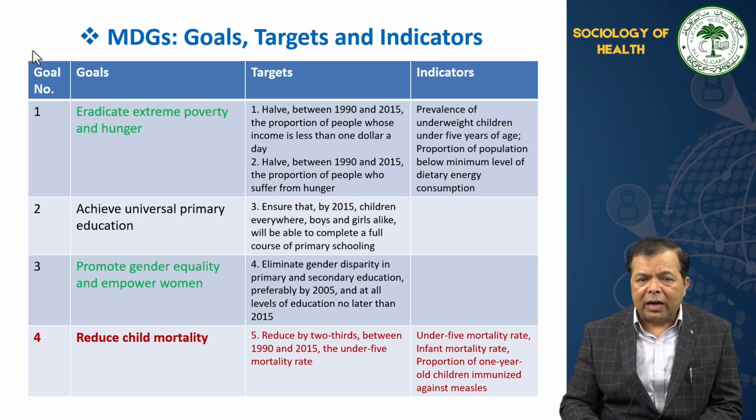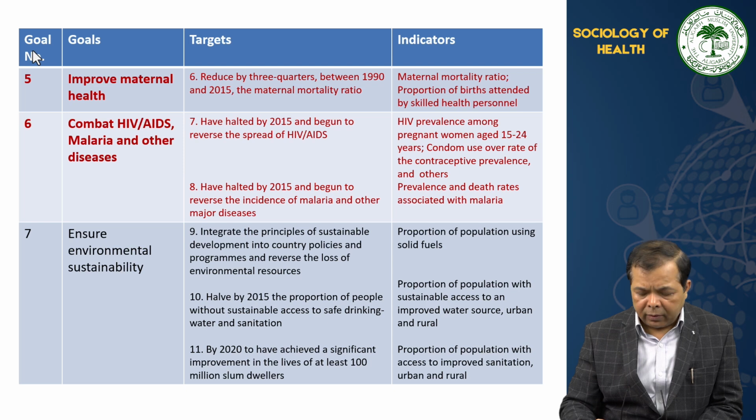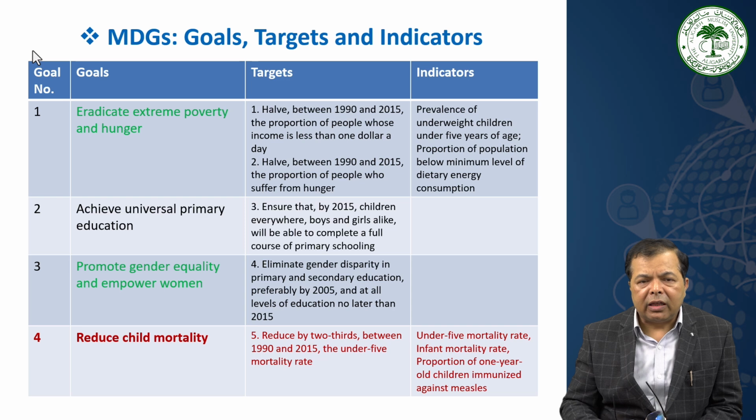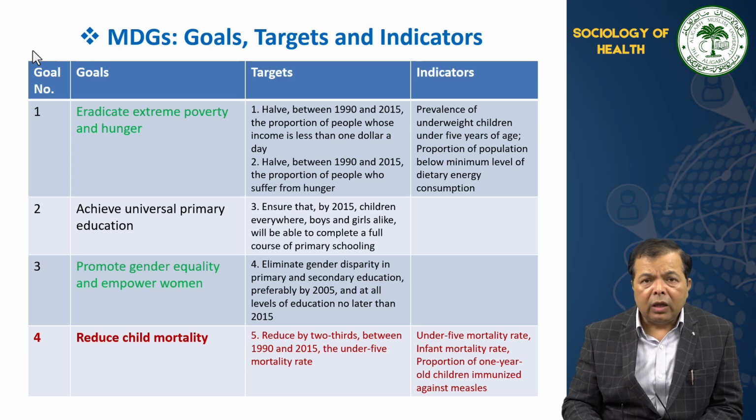Now we stated that there are 3 goals which are categorically related to health, and these are goal number 4, 5 and 6. So I have highlighted 2 other goals in green, which are basically eradicate extreme poverty and hunger, goal number 1, and then promote gender equality and empower women, goal number 3. Now these 2 are also very much related with the health related goals. So although there are 3 direct goals related to health, there are 2 other goals which are indirectly related with the health issues, right?